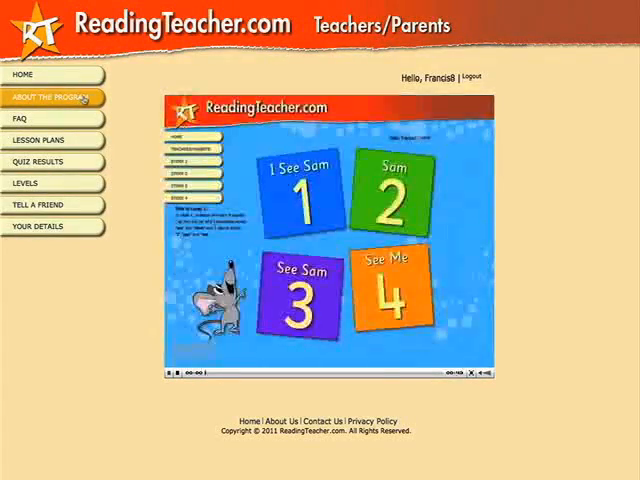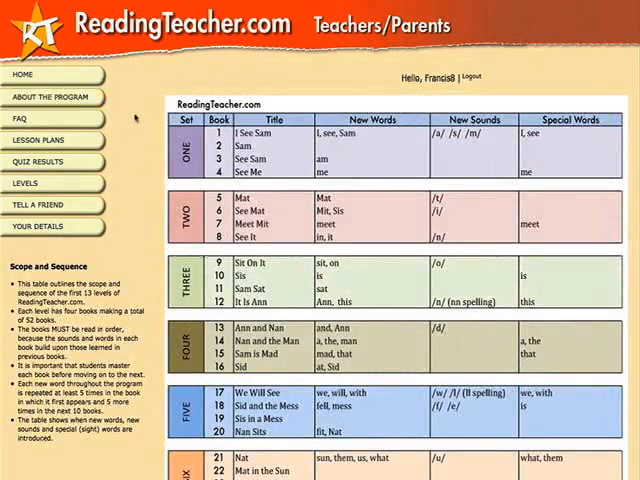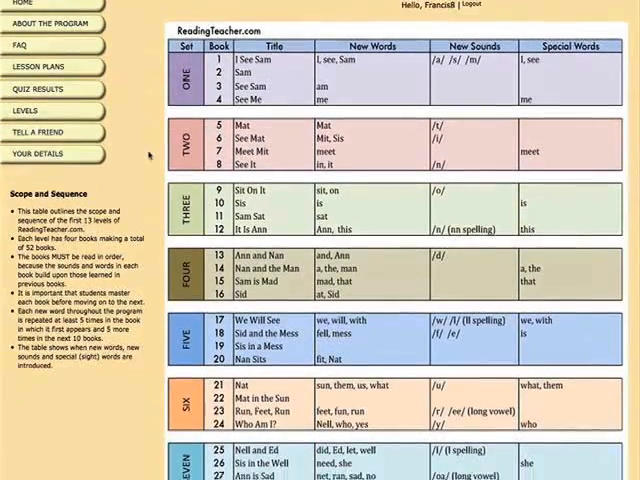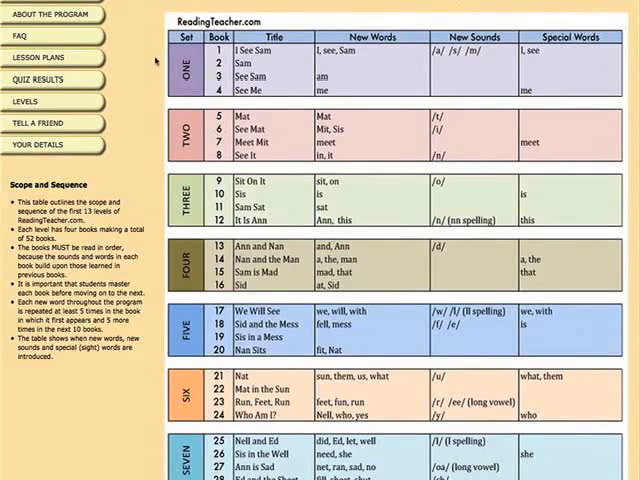Let's look at the Teachers Parents section in detail. The first item is about the program, and you'll see that we have a complete rundown of what's on every level of the program. For instance, we are in Level 1 now. There are 4 books in Level 1. Each of the 13 levels has 4 books, making 52 books altogether in this first unit.